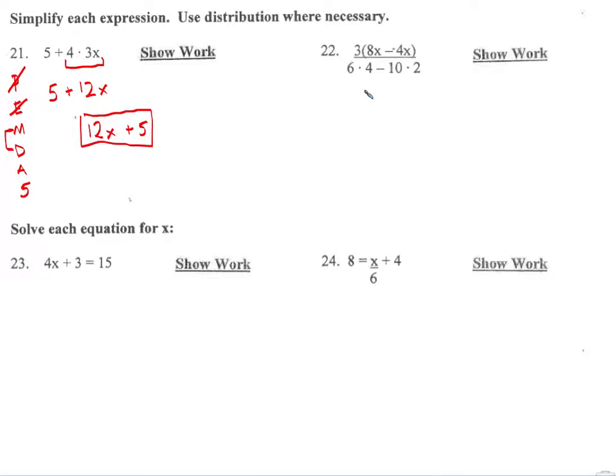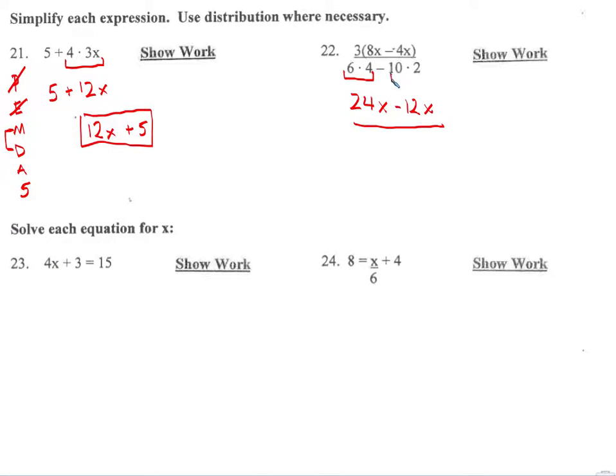Number 22, the most common error here was not fully reducing. Let's go ahead and do this problem. 3 times 8x. Can you guys get some participation in here? Just shout out 3 times 8x. 24x, thank you. 3 times negative 4x. Negative 12x. Thank you. And again, order of operations, no one messed this up that I saw on the test.